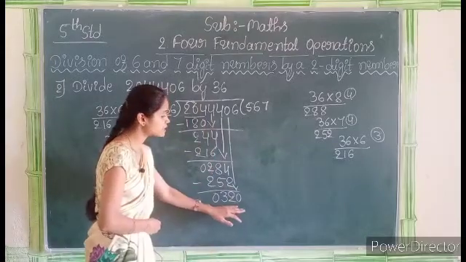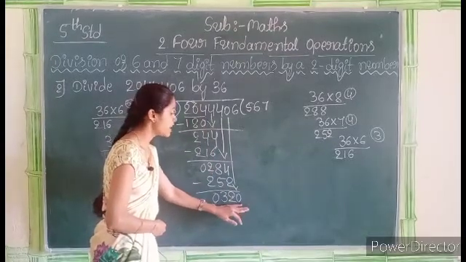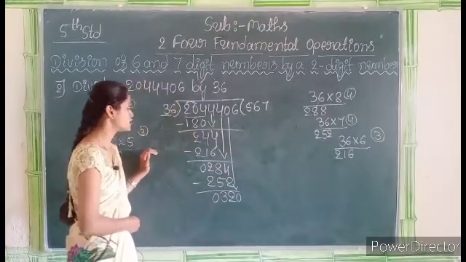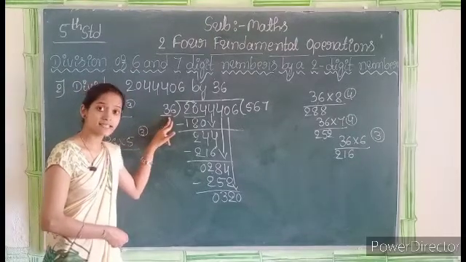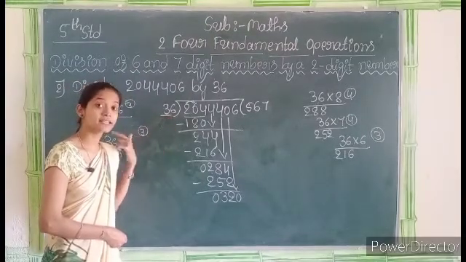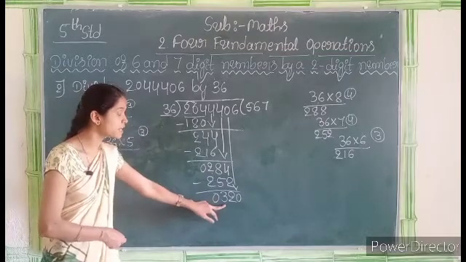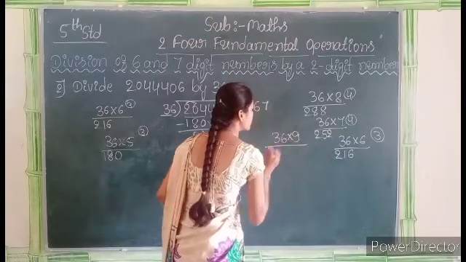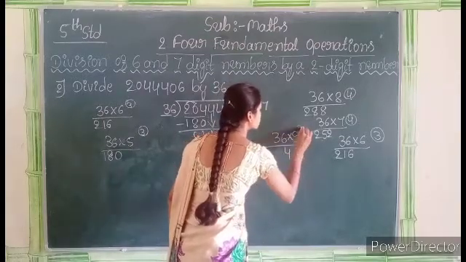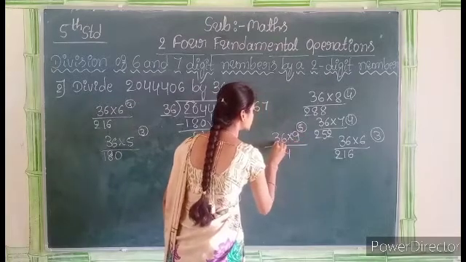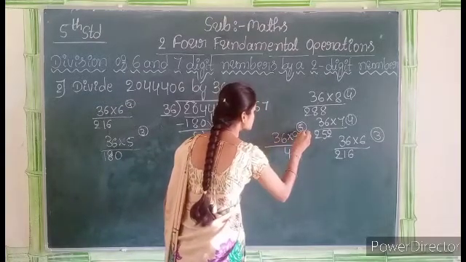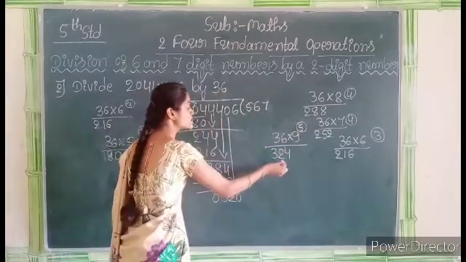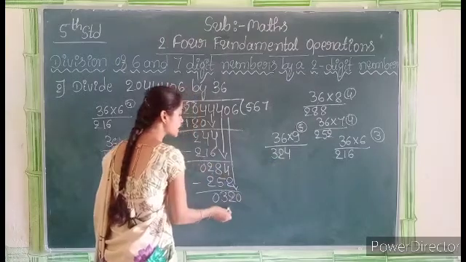Now we have to consider 320 as dividend. Let's check which number is near or less than this 320 in the table of 36. 36 tens are 360, right? That 360 is greater than this 320. So let's check with 36 9s. 9 6s are 54, 4 then 5 carry over, 9 3s are 27, 27 plus 5, 32. We get 324. But this 324 is greater than this 320.